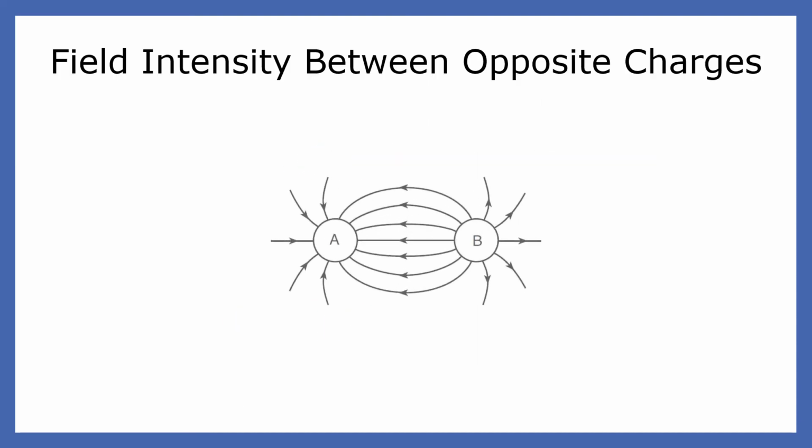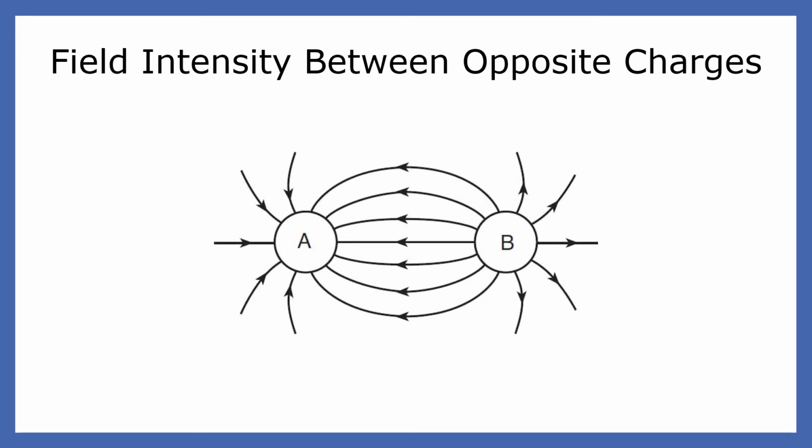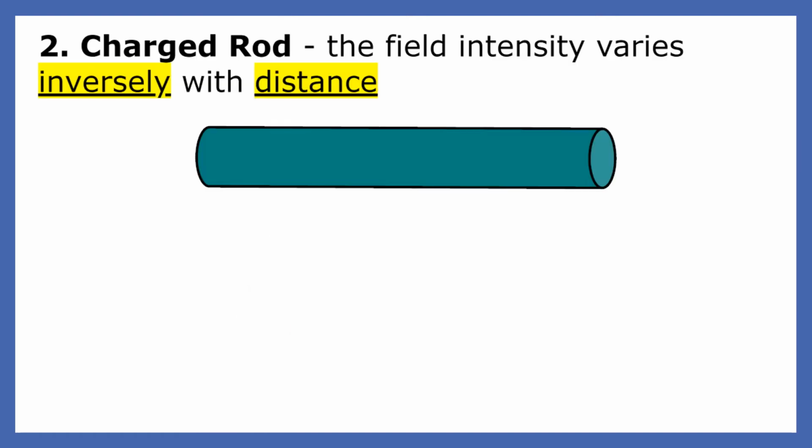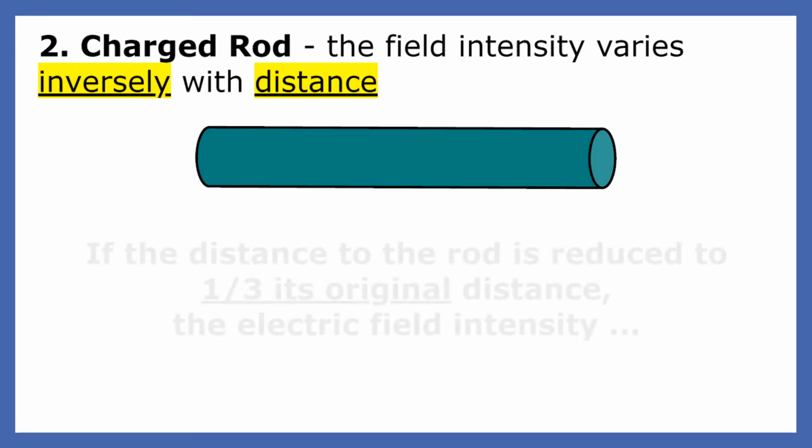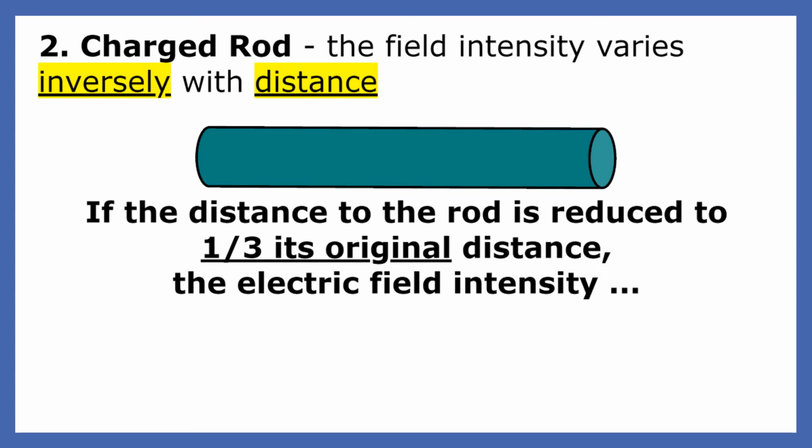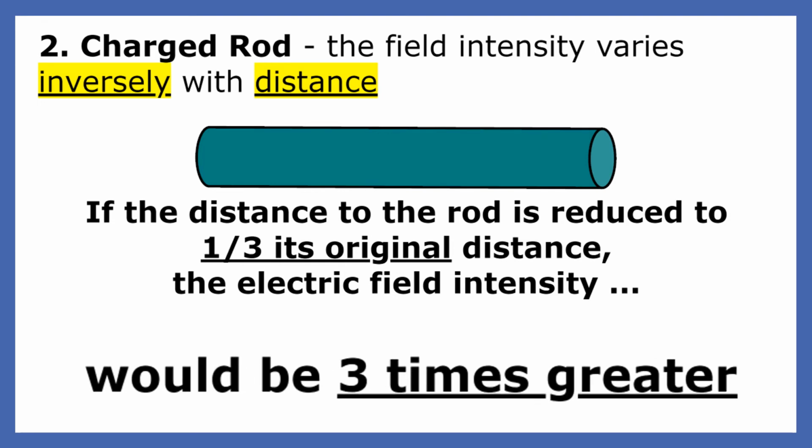When opposite charges are placed near each other, the field intensity between the charges increases. For a charged rod, the field intensity varies inversely with distance. A charged rod would be a cylinder. If the distance to the rod is reduced to 1/3 of its original, the electrical field intensity would be 3 times greater.